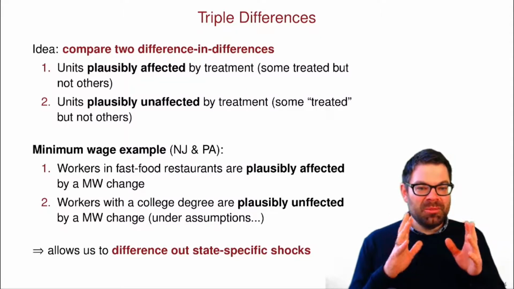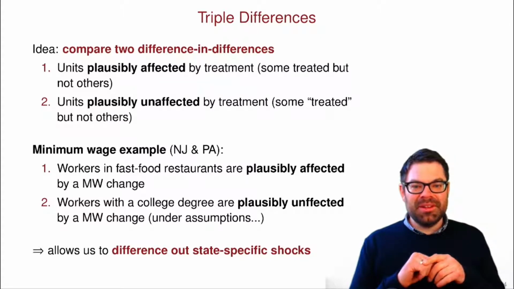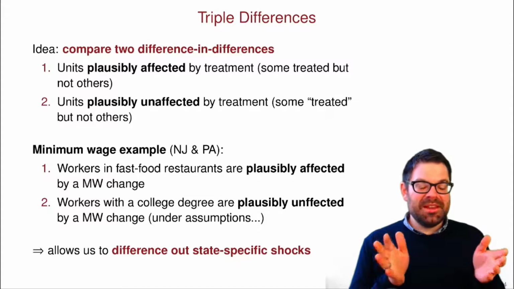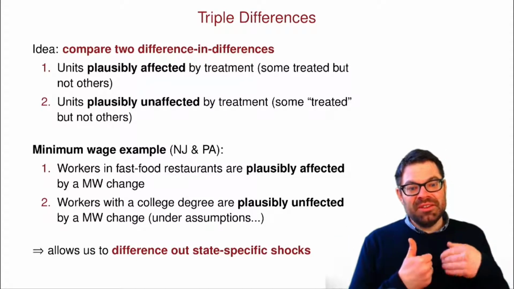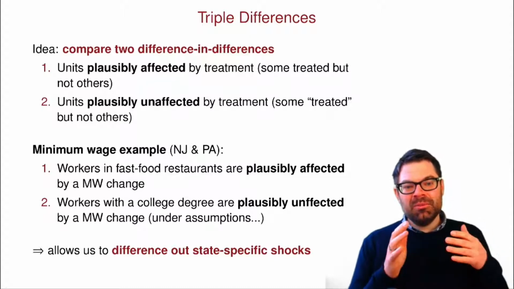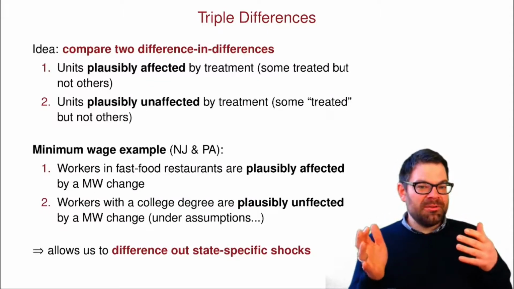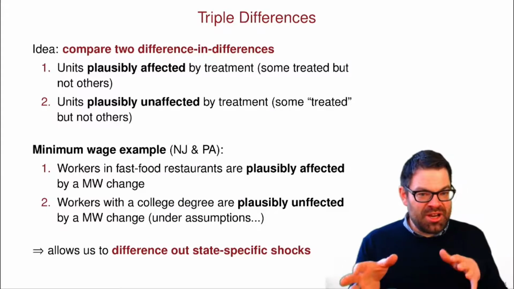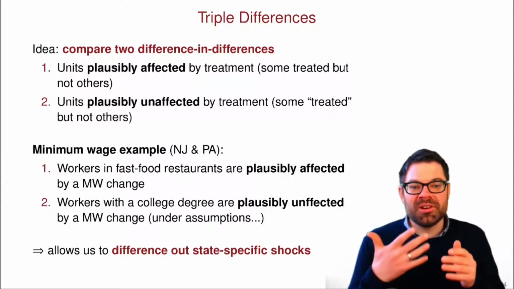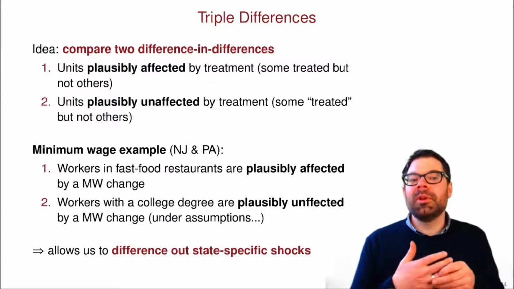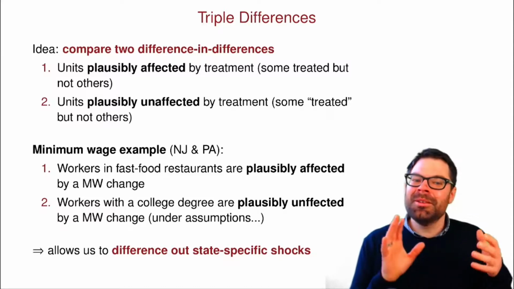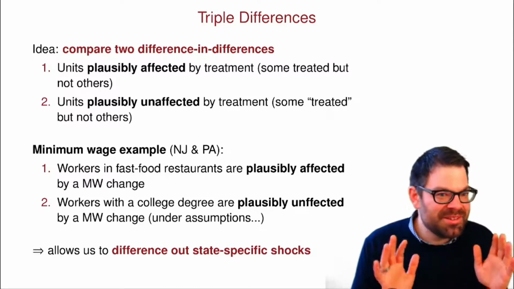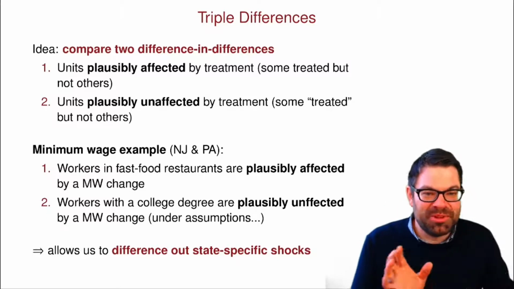In the minimum wage example, it would be that you have New Jersey and Pennsylvania before and after. That's the Krueger case. But we could also take an additional control group, which are plausibly unaffected workers by a minimum wage change, right? So if you take, for example, workers with a college degree, they're probably not so affected by a minimum wage change, under assumptions about complementarity, and so on. But for the moment, let's assume they are not.